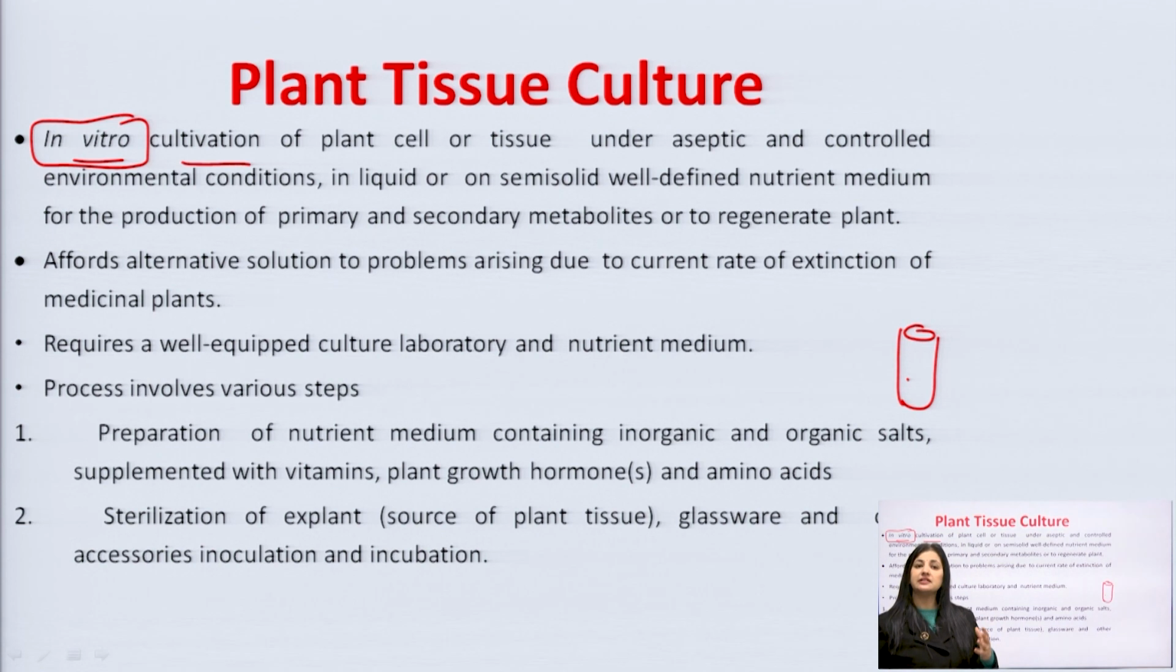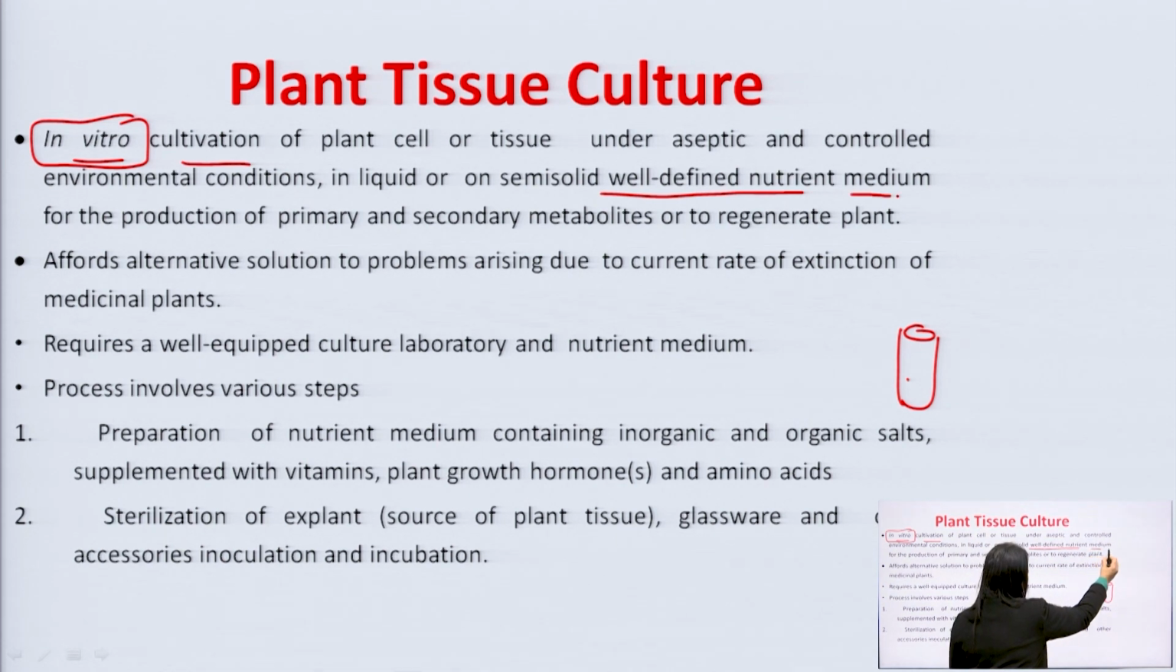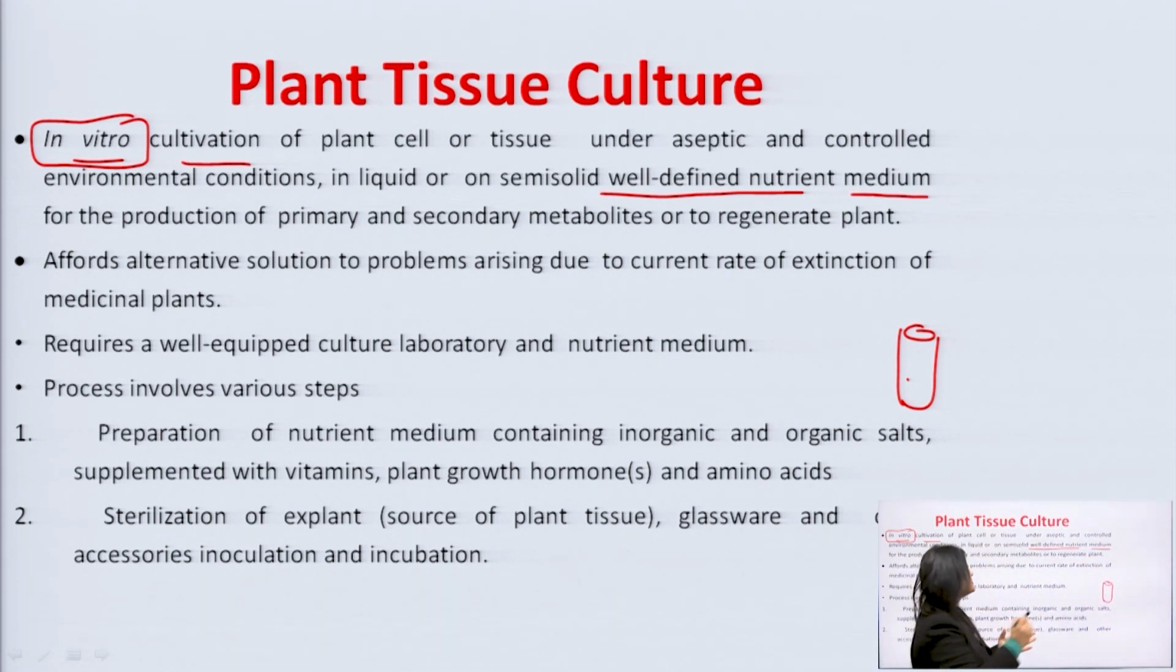Then you are providing all the necessary growth factors to it. Here you can see a well-defined nutrient medium. You are providing the aseptic control. There is no source of microbial contamination, there is no accommodation of pests over there. You are strictly controlling all those things, and then you are growing healthy plants. This technique affords an alternative solution to the problem arising due to the current rate of extinction of medicinal plants. There are many plants which are becoming extinct now, and we can grow them by this technique called plant tissue culture in our tissue culture labs.